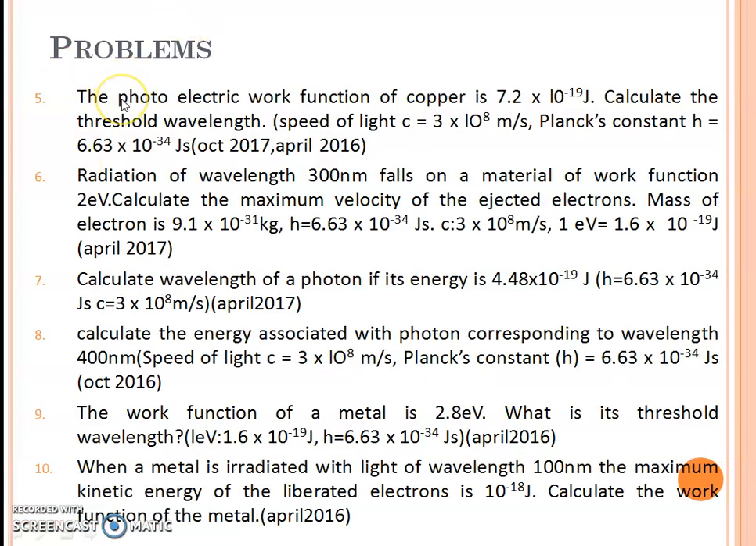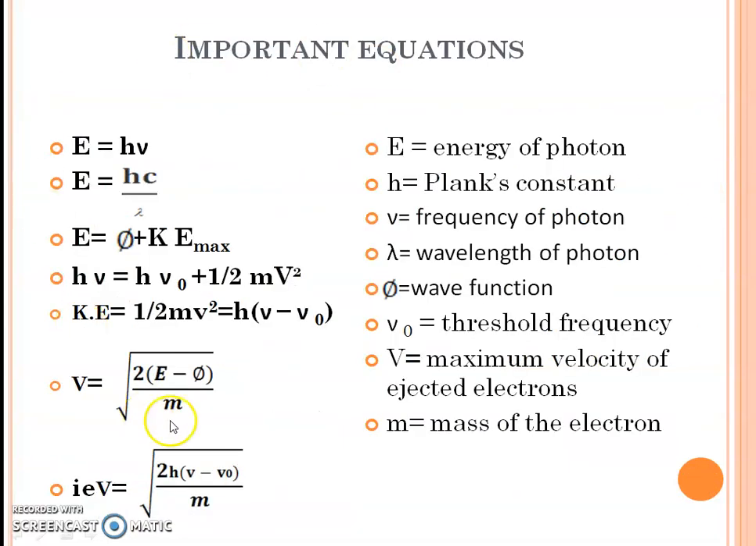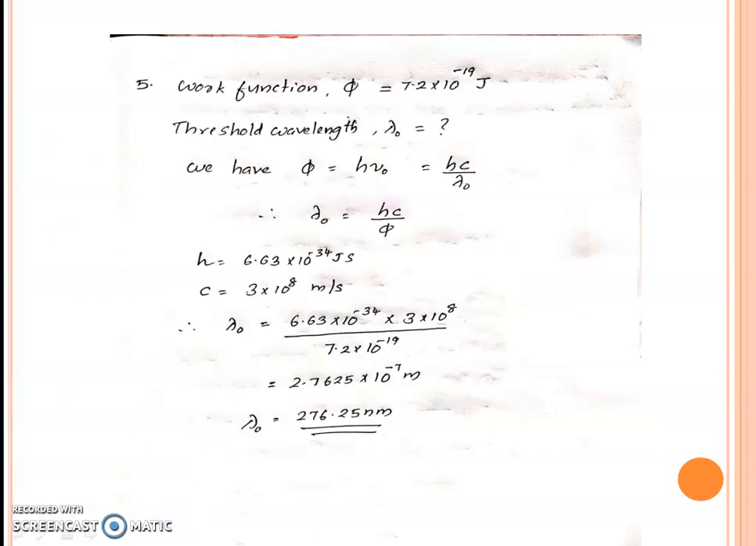The first problem is that the photoelectric work function of copper is 7.2 into 10 raised to minus 19 joule. Calculate the threshold wavelength. It is given that the speed of light c is 3 into 10 raised to 8 meter per second. Planck's constant h is 6.63 into 10 raised to minus 34 joule second. These are some useful equations for solving the problems.